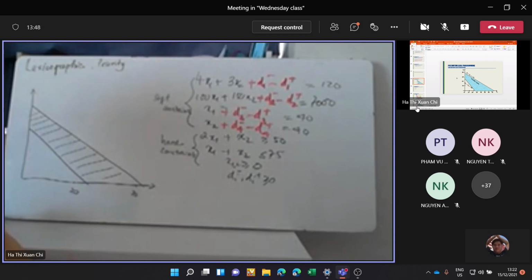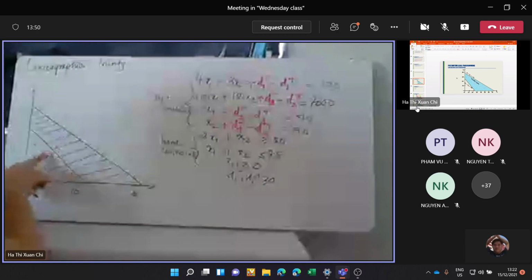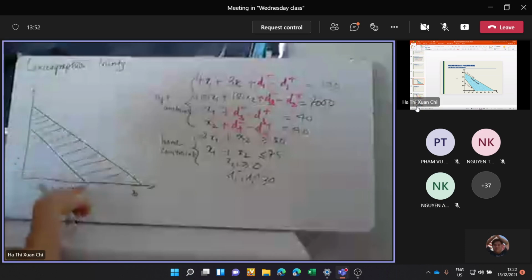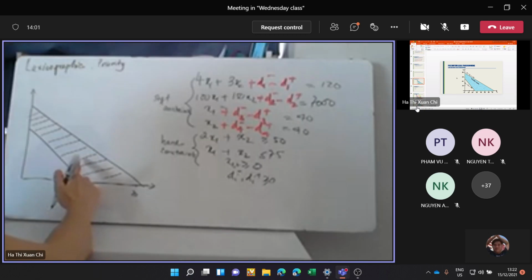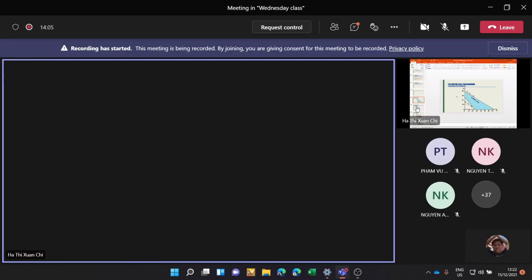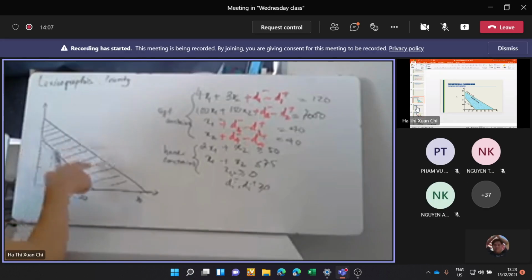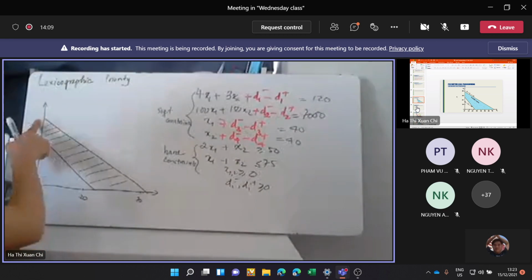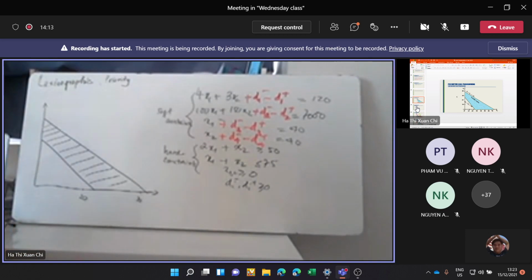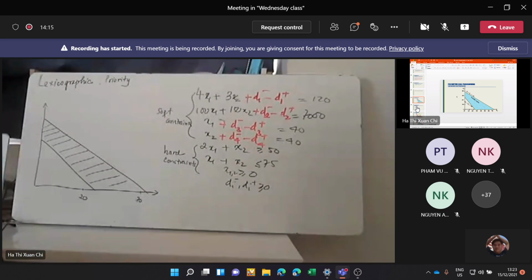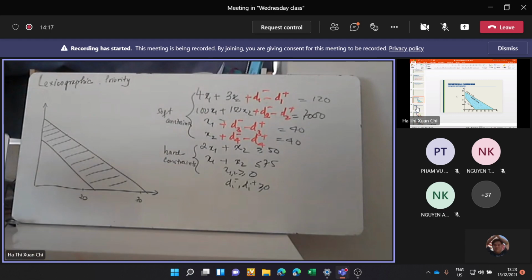Feasible region. Okay, after you draw that one, what should you do? You should consider the soft constraints. But what do the hard constraints tell you? Your solution should be inside the feasible region, it cannot be outside. You cannot violate them.